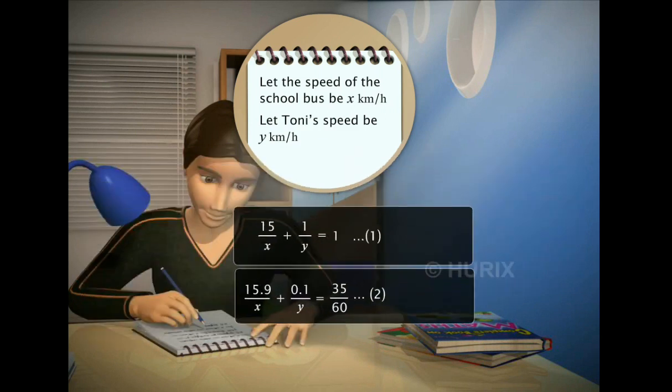But the equations Tony obtained have variables x and y in the denominator. So the equations are not the usual pair of linear equations. So Tony is confused as to how to solve them. Can we help Tony solve these equations and find out his speed and the speed of his school bus? Let's find out.